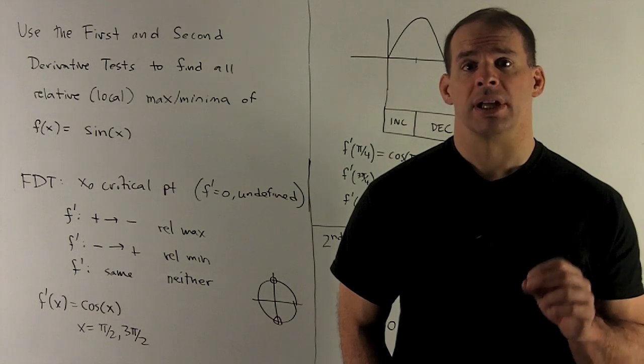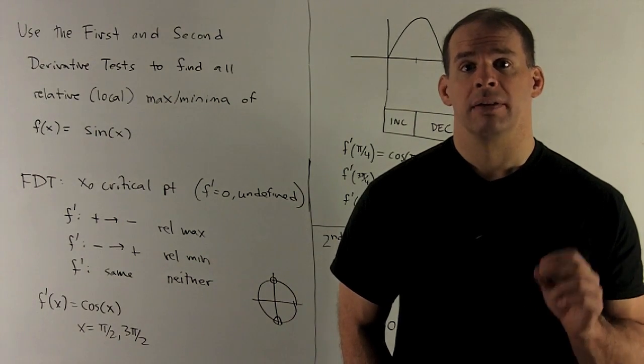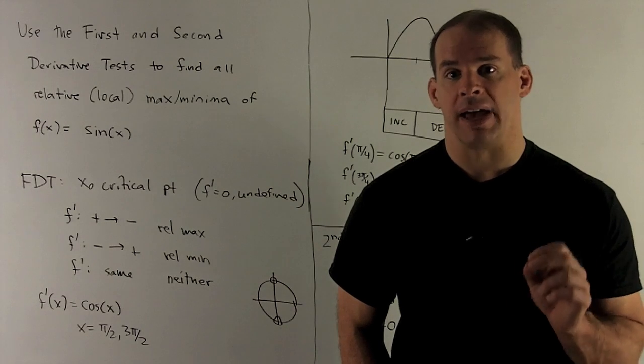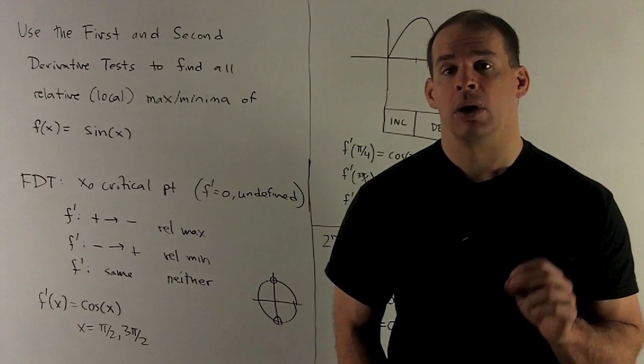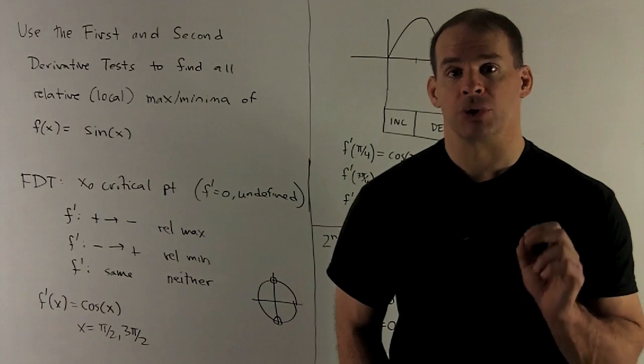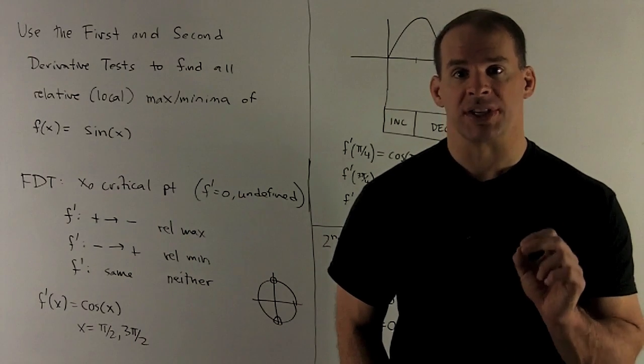Using the first and second derivative tests, find all relative minima and maxima of the function f of x equal to sine x on the interval from 0 to 2 pi. First derivative test. So what does this say?